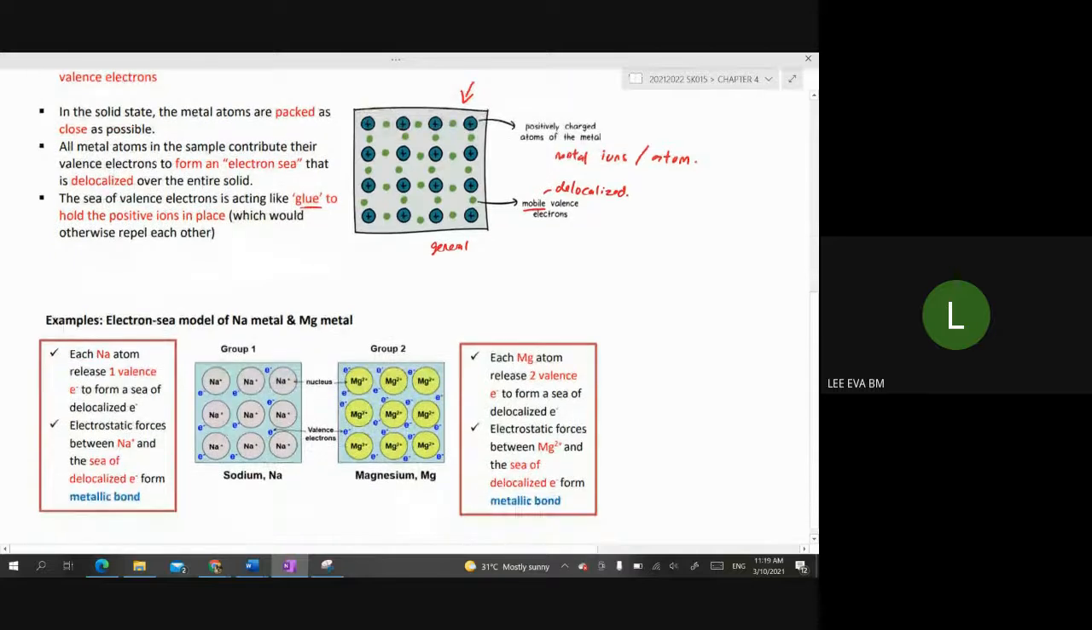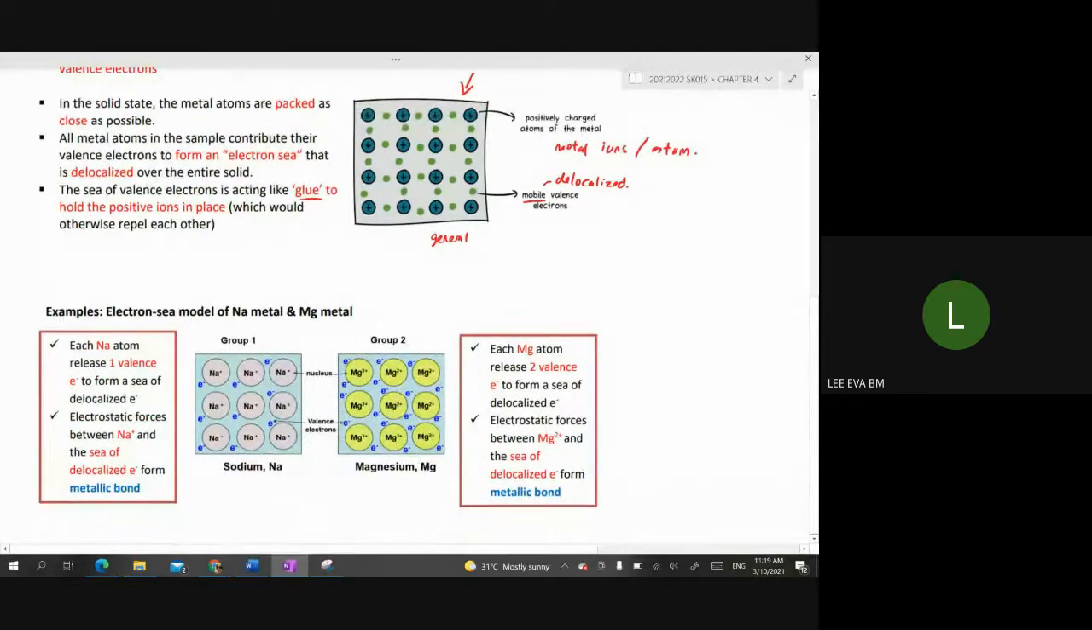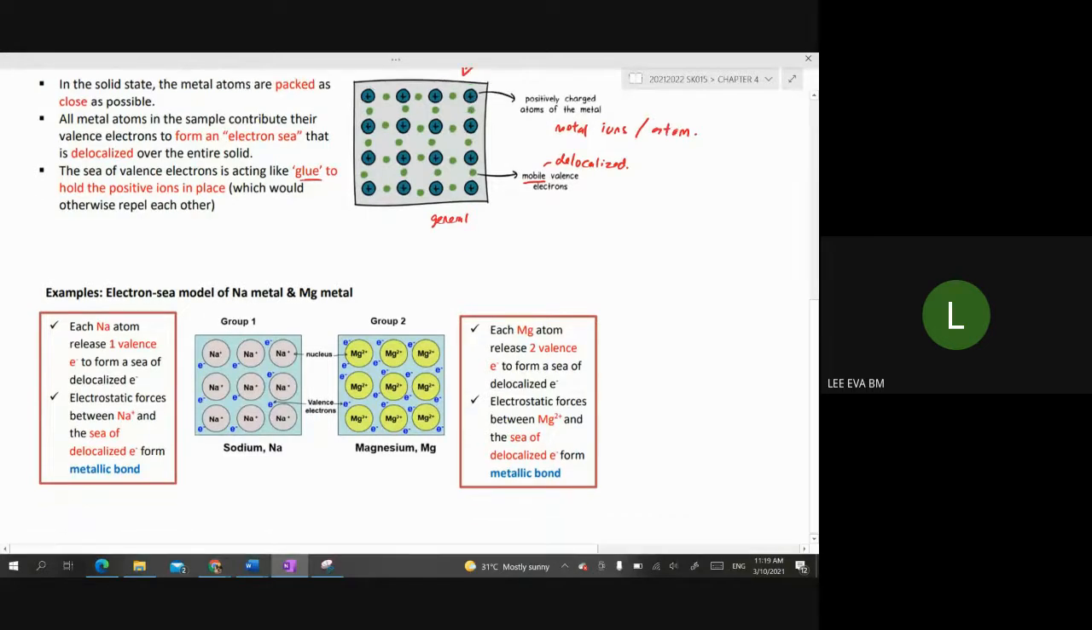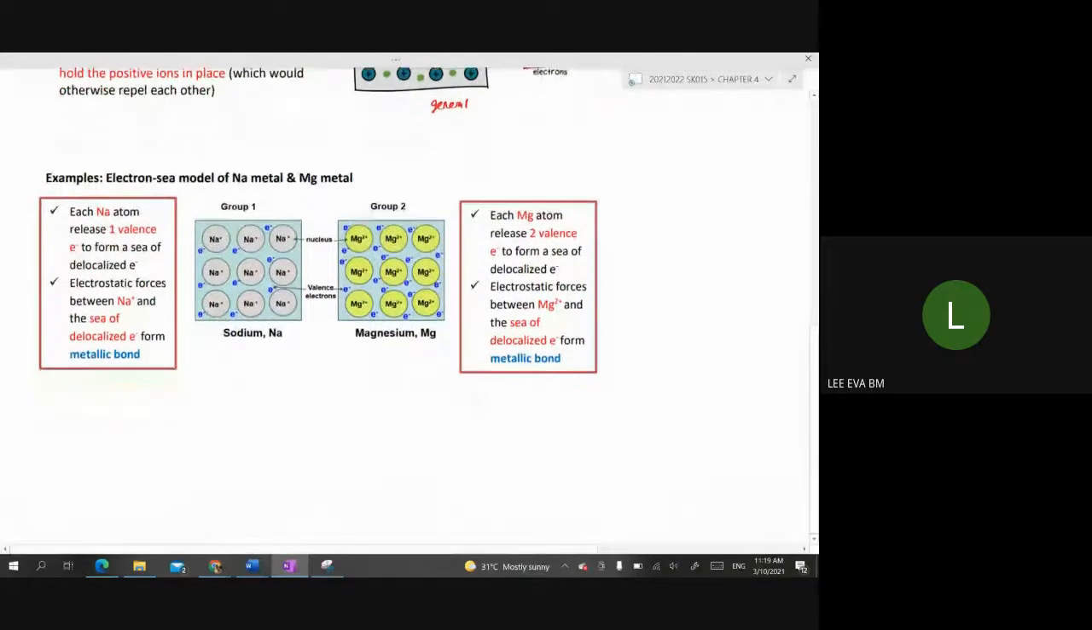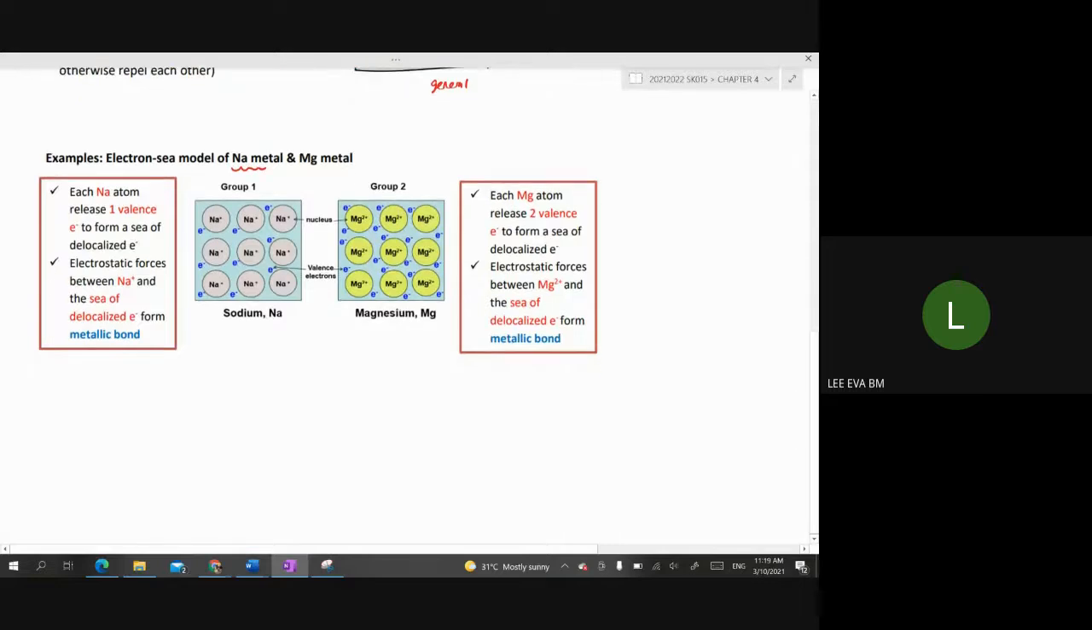But you have to know how to draw the electron sea model for the different metals. Okay, so if you look at the diagram below here, we have sodium and also magnesium. Okay, look at sodium first. We know that sodium comes from group 1. So each sodium atom will release one valence electron to form Na+. Okay, and then the electron will go into the sea of electrons, to form a sea of delocalized electrons.